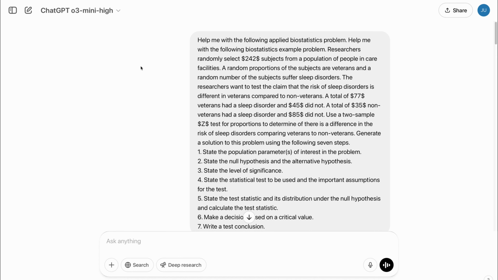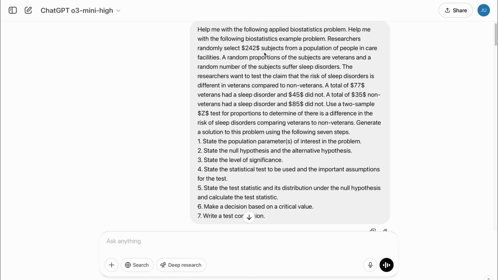So let's have a look at what ChatGPT does. As you can see, I'm using ChatGPT o3-mini-high. I have copy and pasted my problem. Do remember, for these problems in ChatGPT, I use LaTeX notation for all my mathematical typesetting. In this instance, they're only numbers, but there I want the mathematical typesetting of the test statistic Z, so I do put it in dollar symbols.